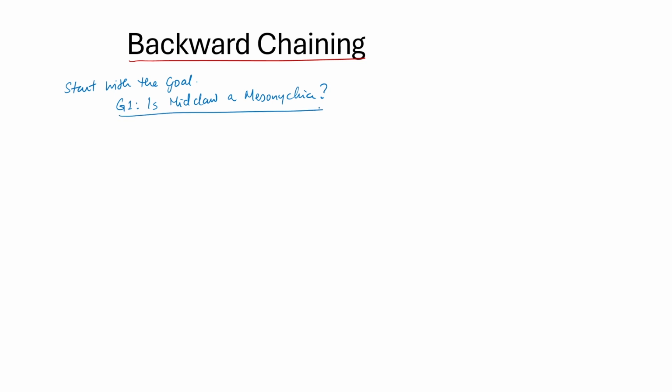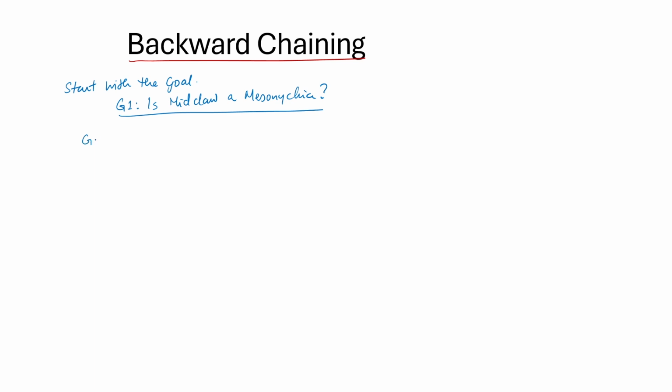So, if we do this with backward chaining, just to compare. How do we do that? We will start with the goal. You are starting with the goal. So, G1 is mid-claw a Mesonesia. That is the goal that we need to start from here.